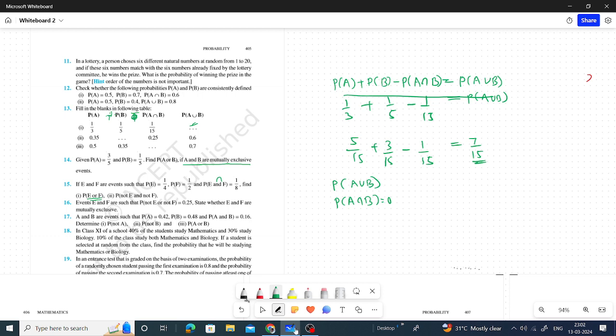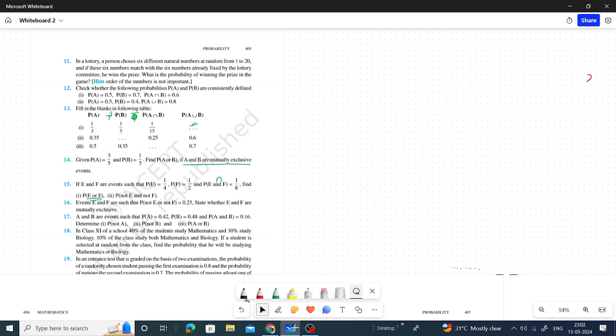That you can find out, and as I said in the previous case, using that formula you can find out. Now the second one is, what is the value of probability of not E or not F?